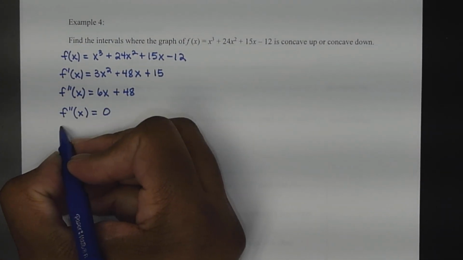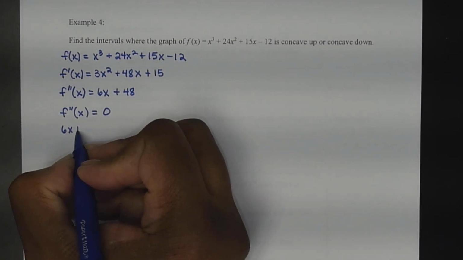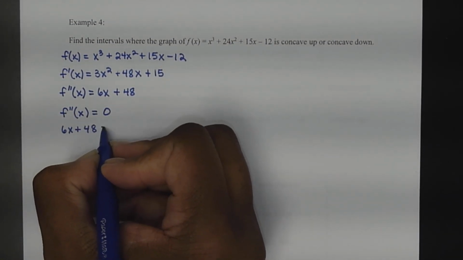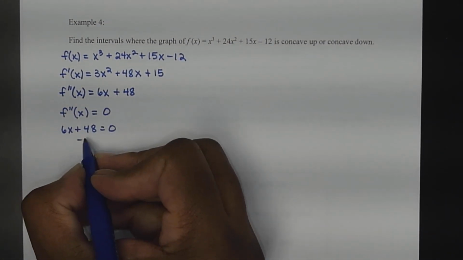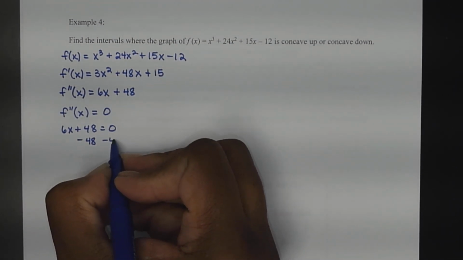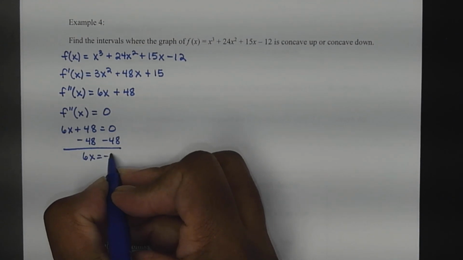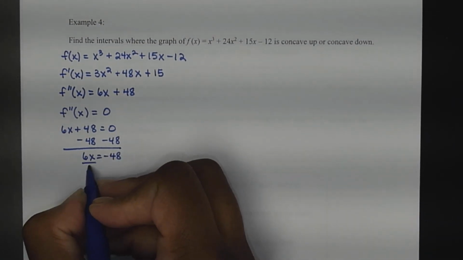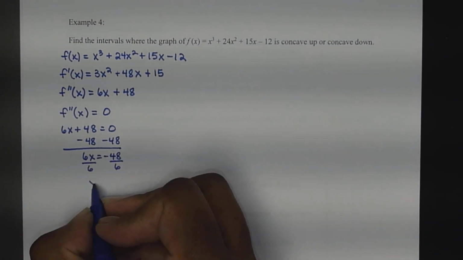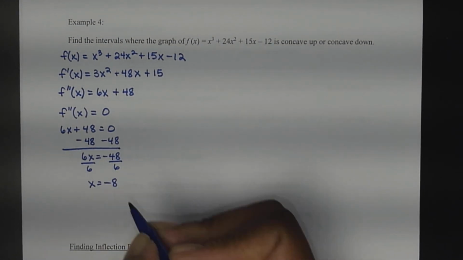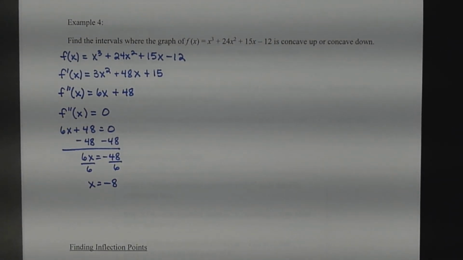So here, f double prime of x was 6x plus 48, equaling 0. And if we subtract 48 on both sides, you'll see that 6x is equal to negative 48. Divide both sides by 6, and you're going to get x is equal to negative 8. Okay?